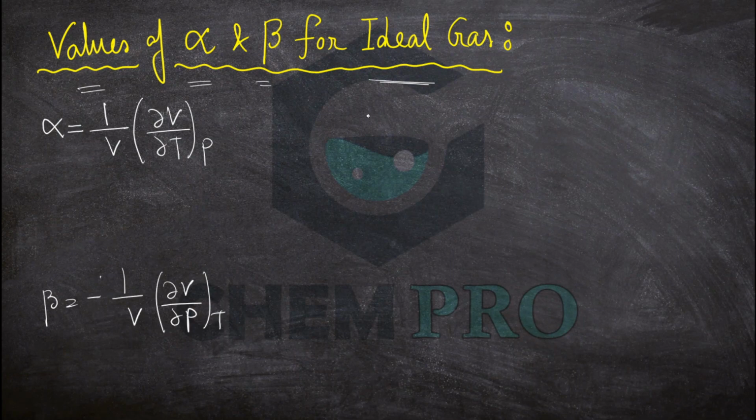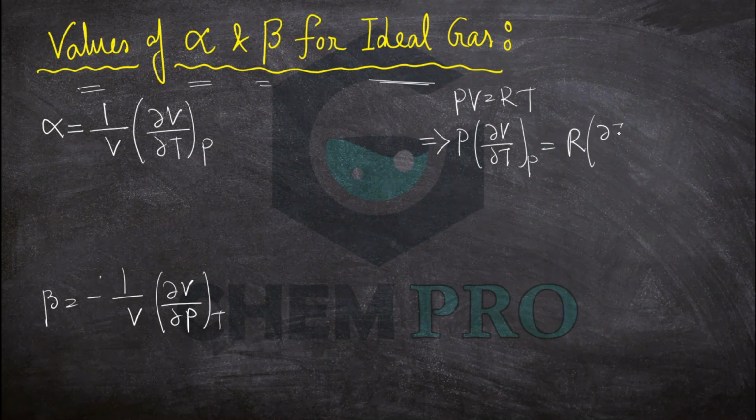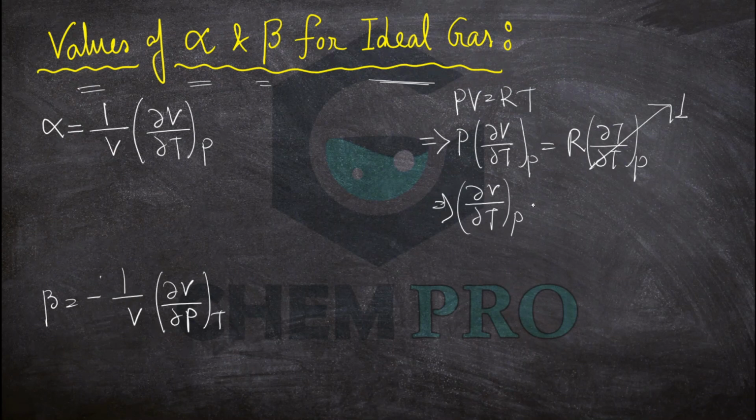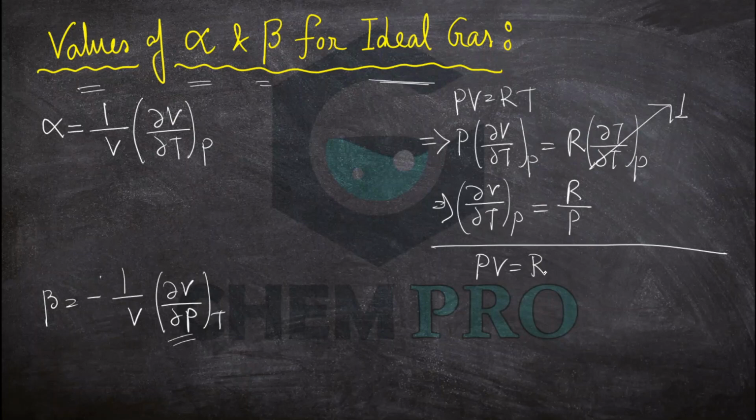So from the ideal gas equation, that is PV equal to RT, we can write P into (del V by del T) at constant P equals R into (del T by del T) at constant P. So from this we have formula 1. So we can write (del V by del T) at constant P equals R by P. Okay, and another is (del V by del P) at constant T.